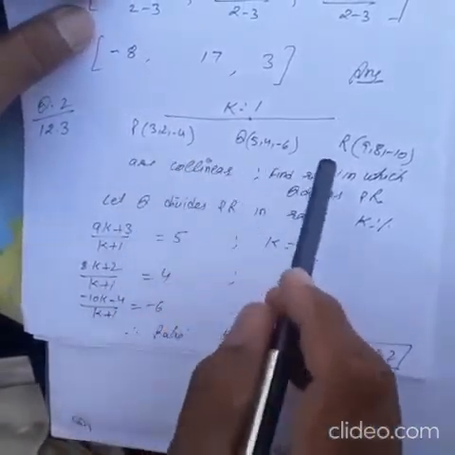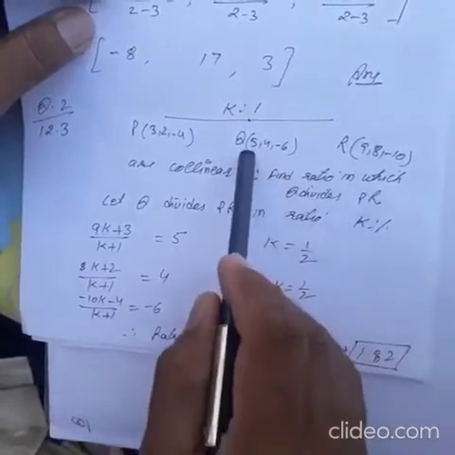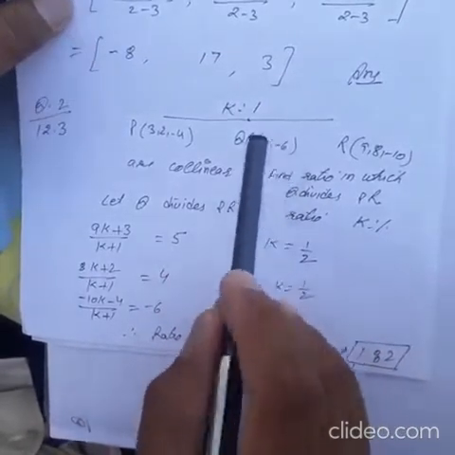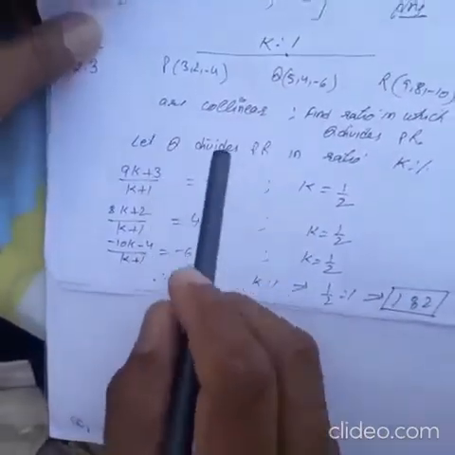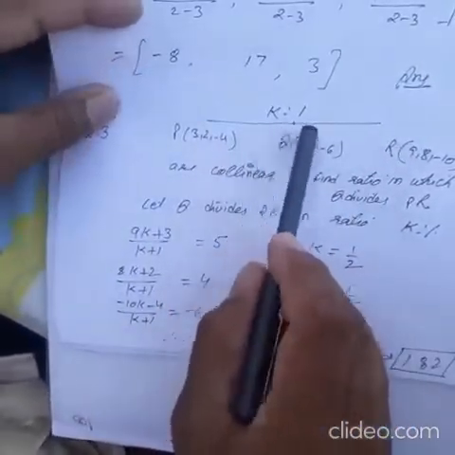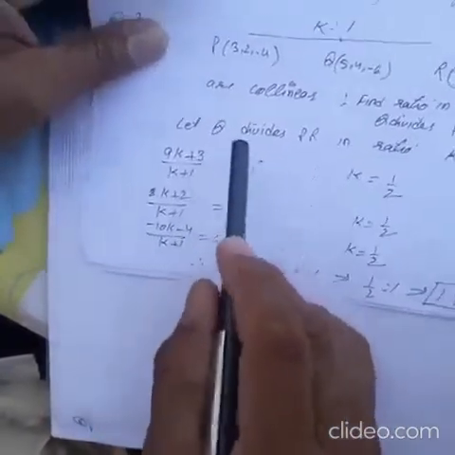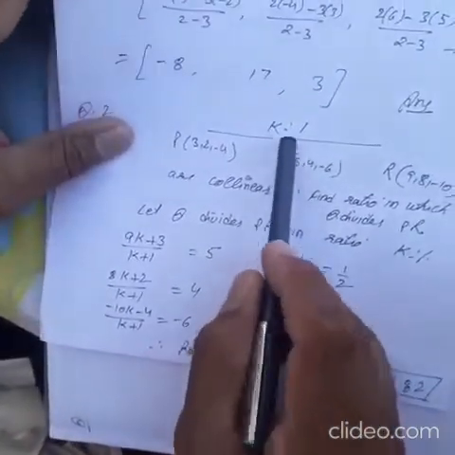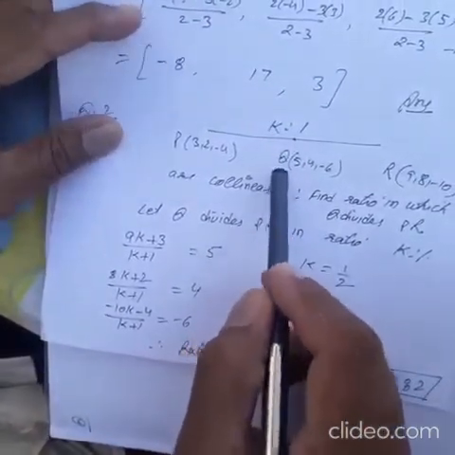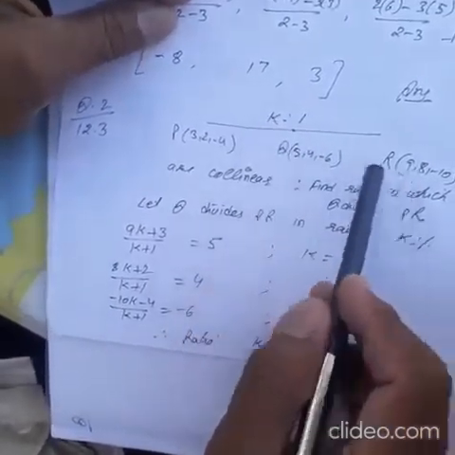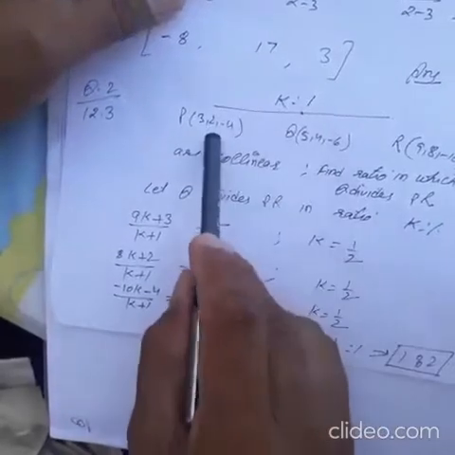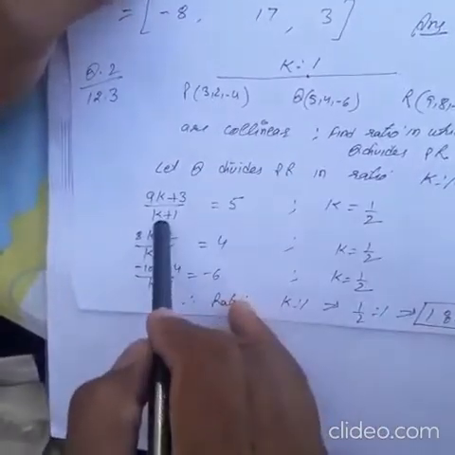If the ratios you are getting are different from x coordinate, from y coordinate and z coordinate, then the points will be non-collinear. Let us start the procedure. Let Q divide PR in ratio k:1. Now using section formula, find coordinates of Q. X coordinate will be k into 9 plus 1 into 3 divided by k plus 1.